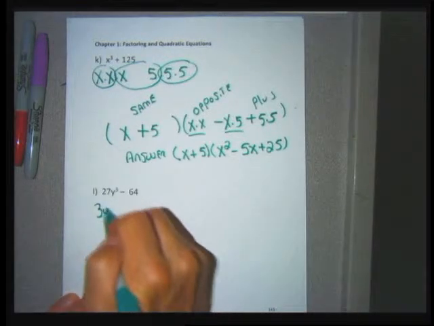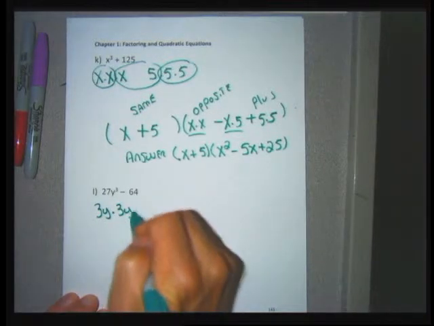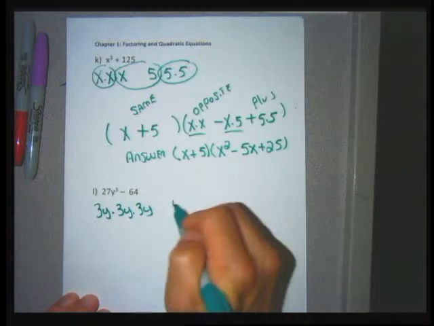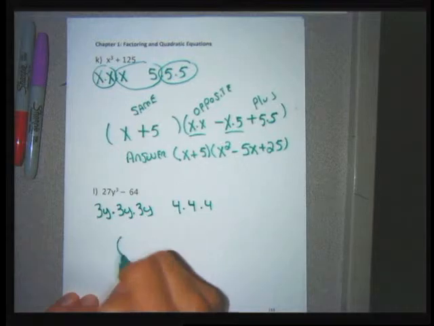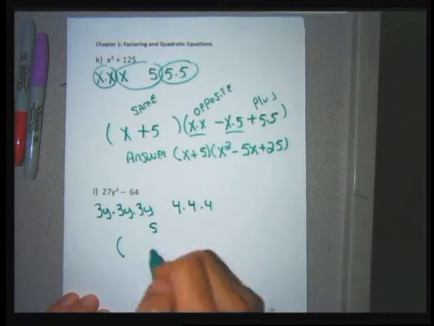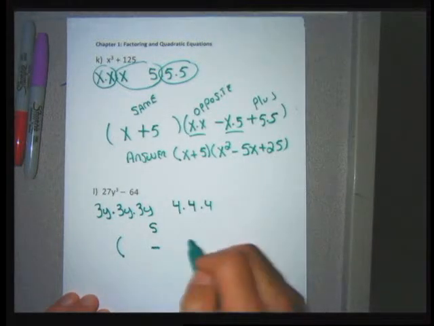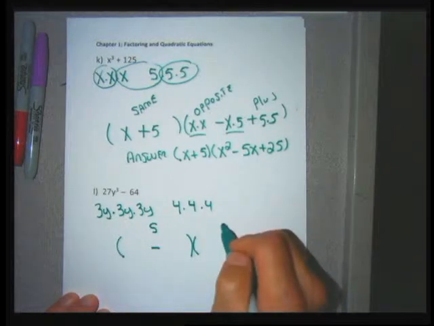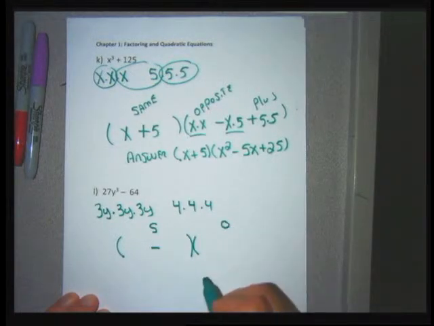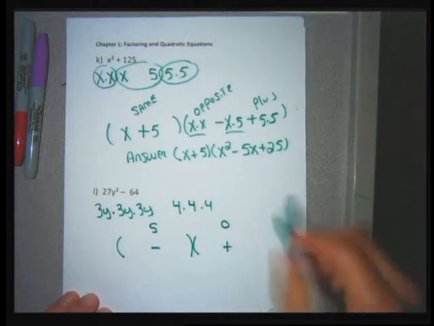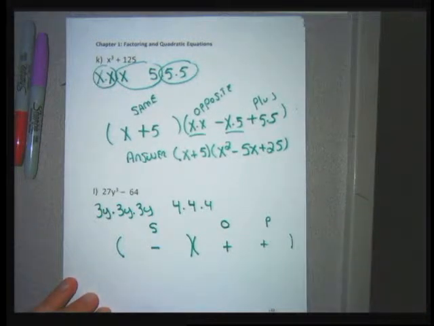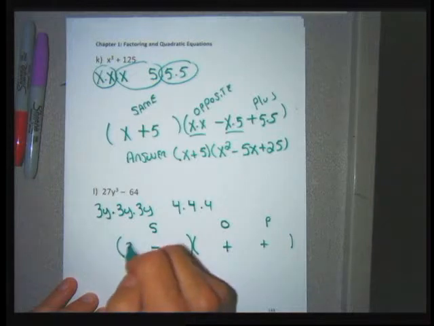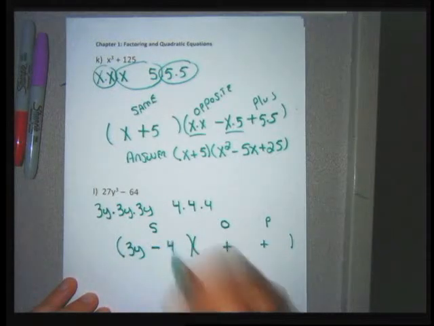27y cubed is 3y times 3y times 3y, and 64 is 4 times 4 times 4. First parentheses, same sign as the original problem, the same sign of minus is minus. Second parentheses, opposite sign from the problem, the opposite of minus is plus, and then always ends up with a plus. First parentheses, one of each, which means 1 3y and 1 4.